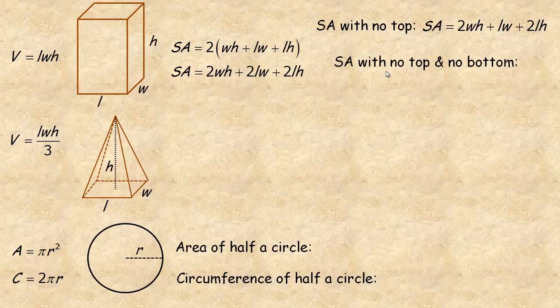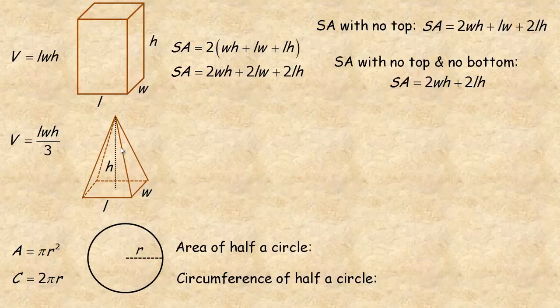And of course, if you wanted a surface area with no top and no bottom, you would get rid of that part completely, and it would just be 2WH plus 2LH in the end. So that would be this side, the one on the left, and the one on the back. No top, no bottom. Okay, so that's how you can tailor the formula if you have some sides that you're not including.